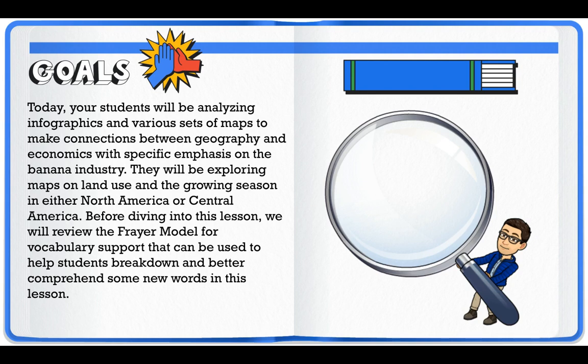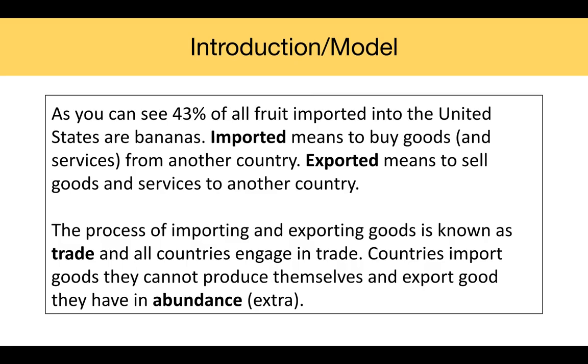So your goals today: your students will be analyzing infographics and various sets of maps to make connections between geography and economics with specific emphasis on the banana industry. They will be exploring maps on land use and the growing season in either North America or Central America. Before diving into this lesson, we will review the Frayer Model for vocabulary support that can be used to help students break down and better comprehend some new words in this lesson. So let's get started with today's activity.